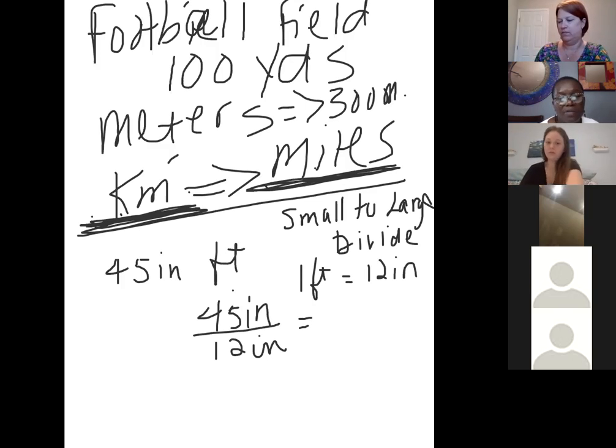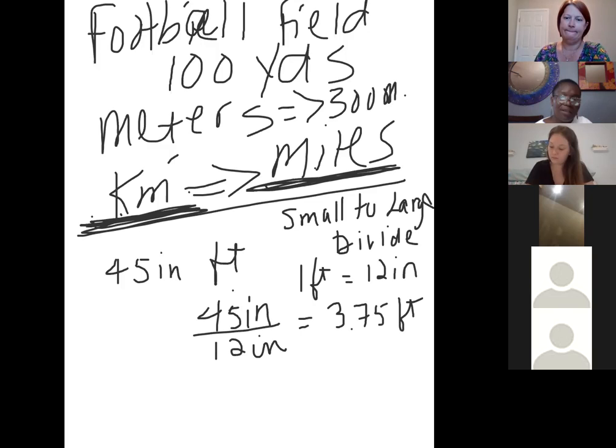They want you to round these, by the way, to the nearest 100. So this is going to be 3.75. 3.75 feet. All right. And there you go. That's it. That's easy. Yes, it is.